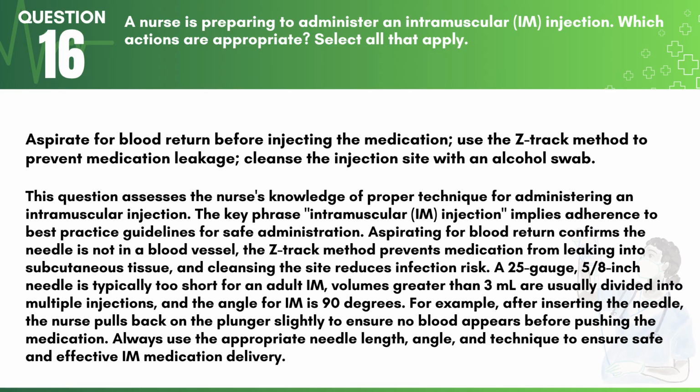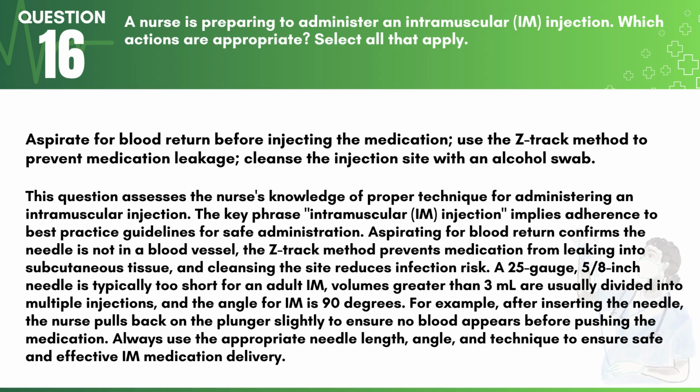Answer. Aspirate for blood return before injecting the medication. Use the Z-track method to prevent medication leakage. Cleanse the injection site with an alcohol swab. This question assesses the nurse's knowledge of proper technique for administering an intramuscular injection. The key phrase intramuscular (IM) injection implies adherence to best practice guidelines for safe administration.